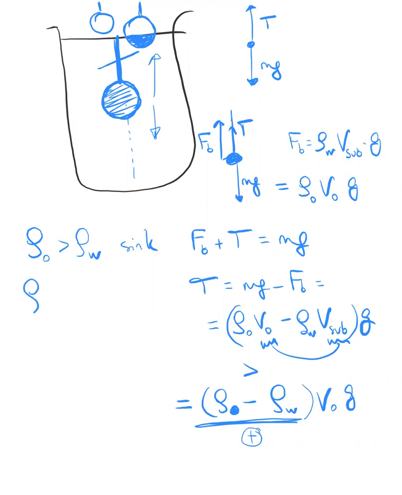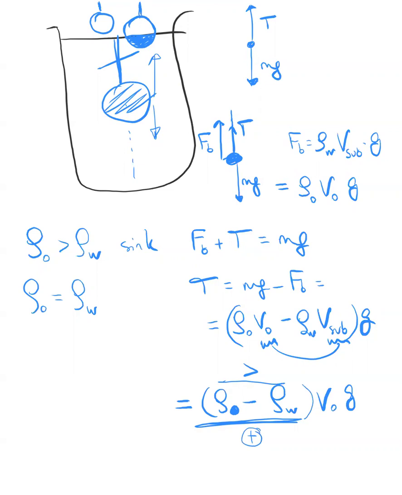If the density of the object is exactly equal to the density of the liquid, then my tension will be 0, which means that I don't really need any forces to keep this object here. And this means that my object is freely floating. It can be at equilibrium in the middle of this liquid.